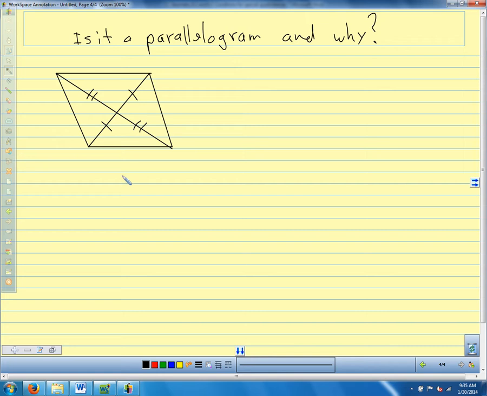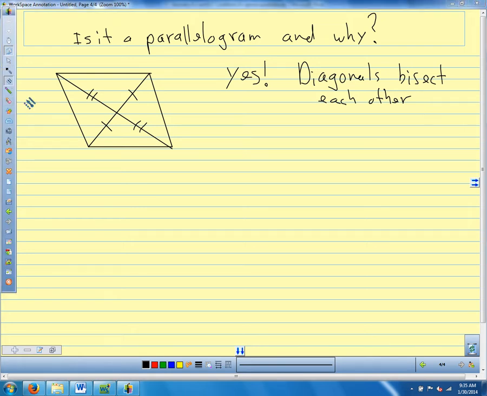So is this shape a parallelogram? Yes? And why? The diagonals bisect each other. So that's enough to guarantee us that this is a parallelogram. How about this one?